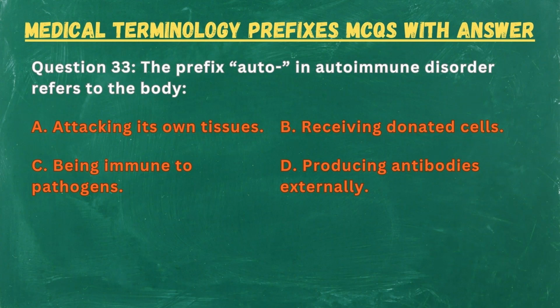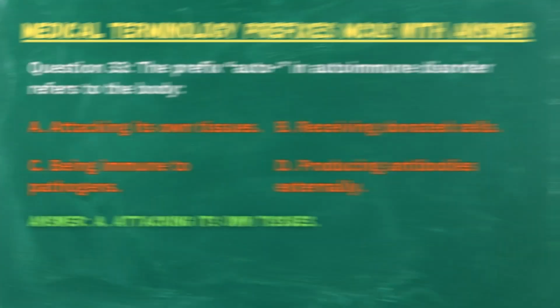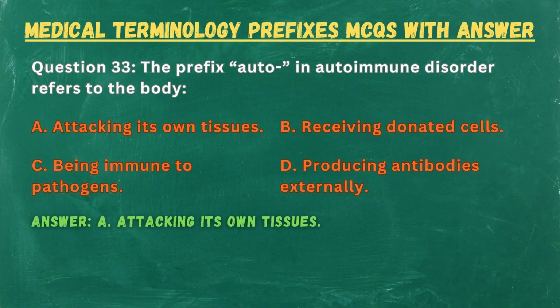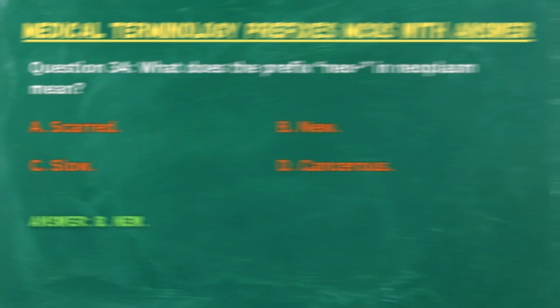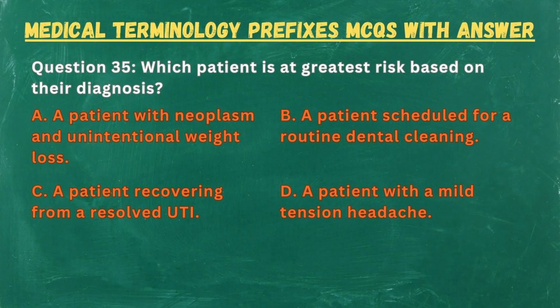Question 33. The prefix auto- in autoimmune disorder refers to the body: A. Attacking its own tissues. B. Receiving donated cells. C. Being immune to pathogens. D. Producing antibodies externally. Answer: A. Attacking its own tissues. Question 34. What does the prefix neo- in neoplasm mean? A. Scarred. B. New. C. Slow. D. Cancerous. Answer: B. New.